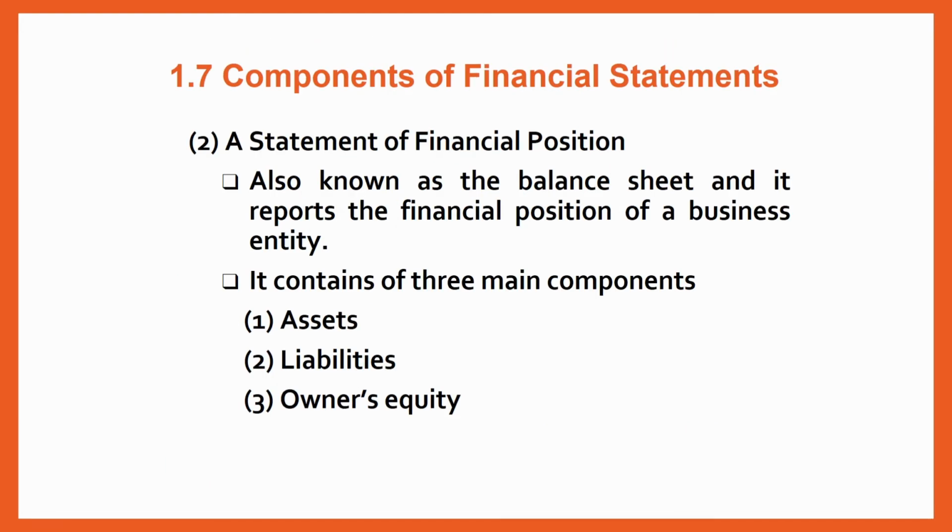And a statement of financial position. This is the second financial statement. It is also known as the balance sheet, and it reports the financial position of a business entity. And it consists of 3 main components. Number 1, assets. 2, liabilities. 3, owner's equity.